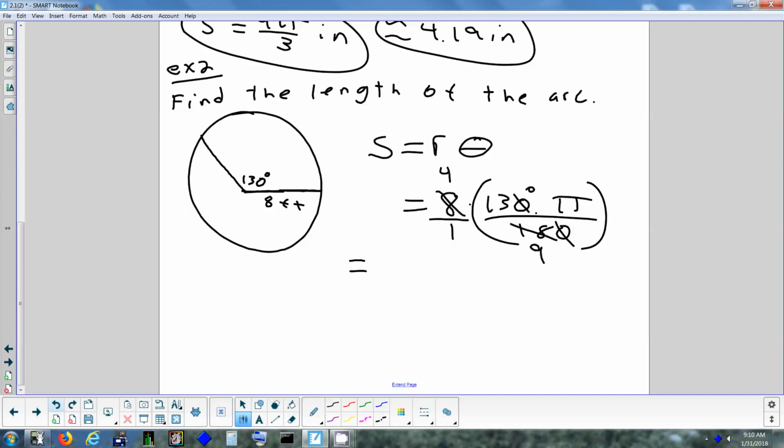And now we're left with a calculation that's a lot easier to do in our head. So 4 times 13 gives me 52. So 4 times 13 times pi divided by 1 times 9. It's the only thing at the bottom. You can't reduce, 52 and 9 don't have any common factors. Okay, so that is our arc length. 52 pi over 9. And what should be my label on that?